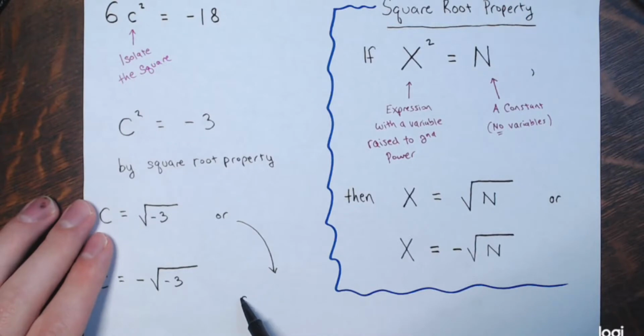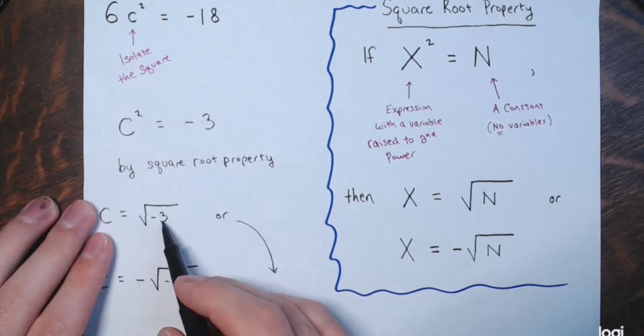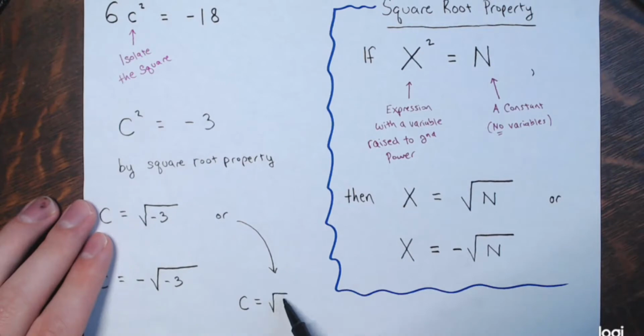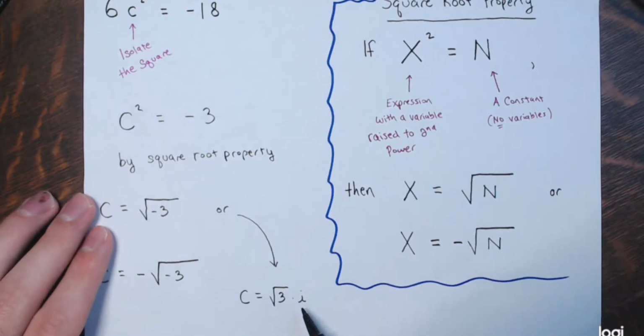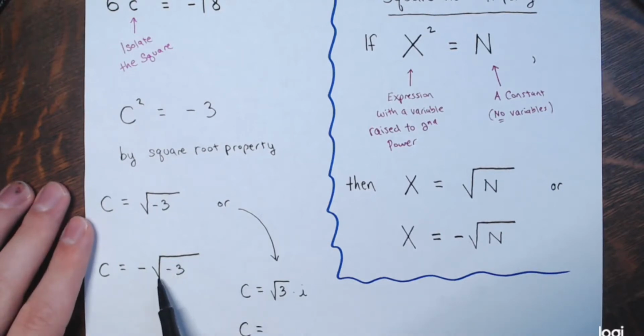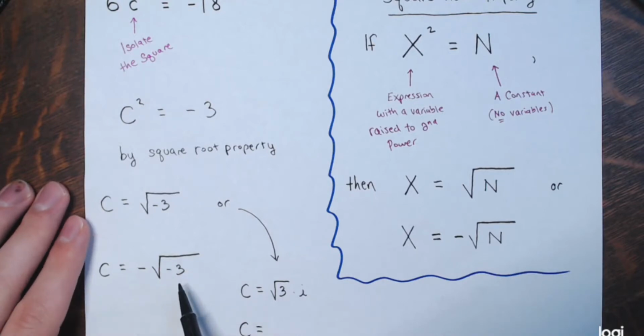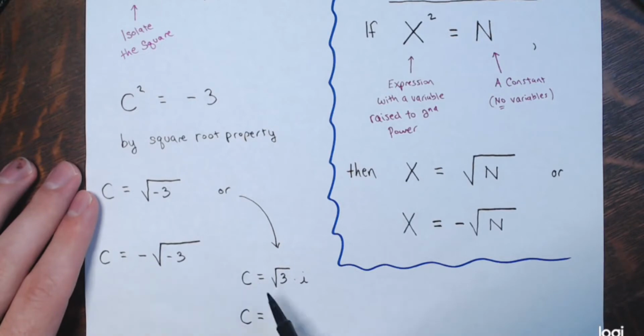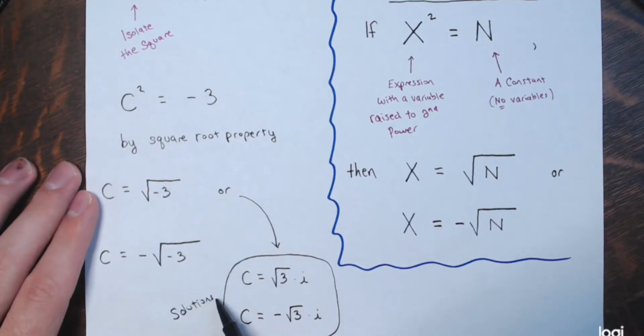So my solutions here are c equals the square root of negative 3, which is the square root of positive 3, a real number, times i. Remember, we did this in section 8.8. Also, c equals negative square root of negative 3. Again, anytime you see the square root of a negative, we're rewriting it as an imaginary. So it's negative square root of 3 times i, and just make sure the i is not inside the square root anymore. And here are the solutions of our equation.